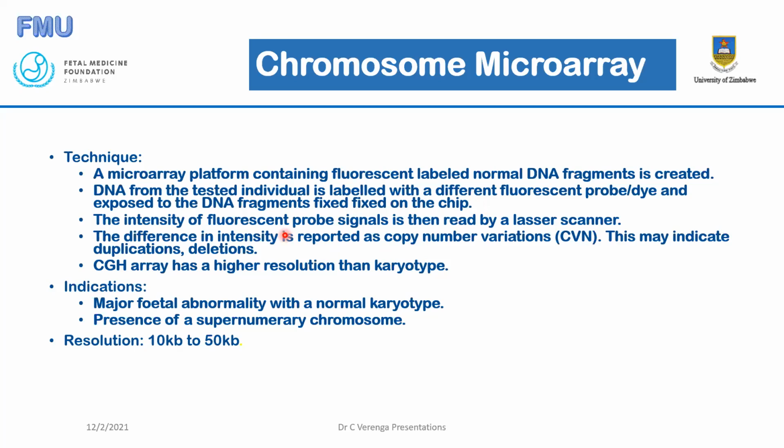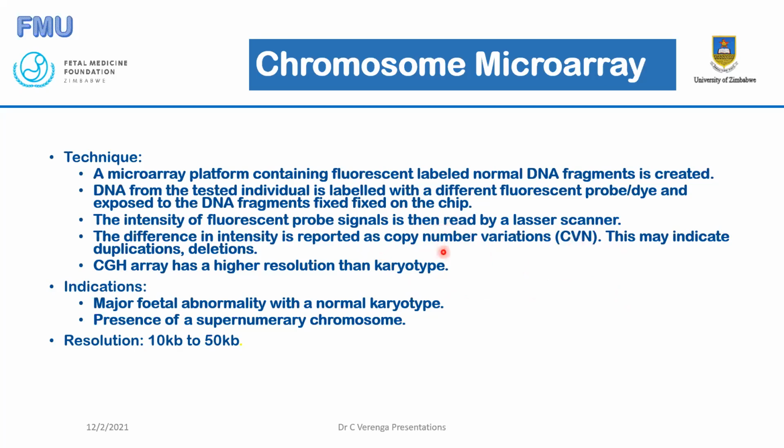So what the laser scanner is trying to do is, where there is matching, it is obviously going to report a different kind of picture. But where there is variance between the normal DNA and the abnormal DNA, it is going to report that as copy number variance. So it's going to report that as copy number variations. We see it in duplications. We also see it in deletions.